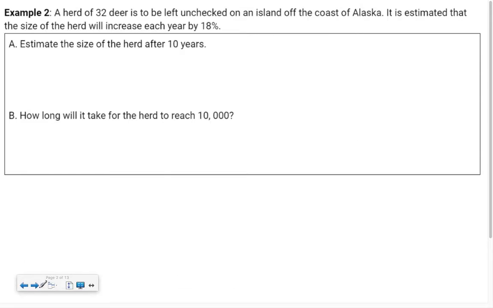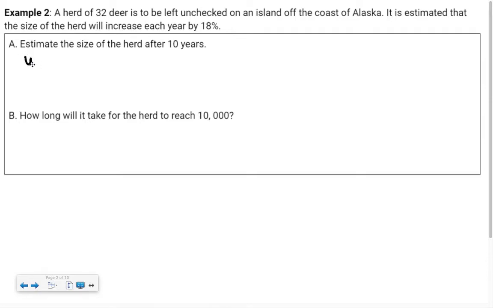Moving ahead, we're going to take a look at a couple of examples of real-world situations, or close to real-world situations. So here, we have a herd of 32 deer, and they're on an island off the coast of Alaska. So we put them on this island, there's no predators, there's nothing there to mess with them, they're just going to multiply. It is estimated that the size of the herd will increase each year by 18%. So this is an exponential growth problem. And this is a geometric sequence here.